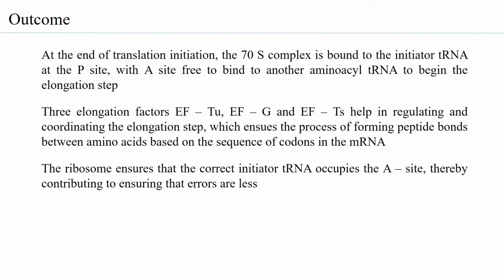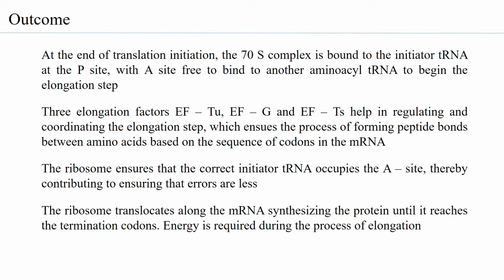The ribosome ensures that the correct tRNA occupies the A site, thereby contributing to ensuring that errors are less. The ribosome translocates along the mRNA, synthesizing the protein until it reaches the termination codons. Energy is required during this process of elongation. So let us look at what are the important components of the elongation step.